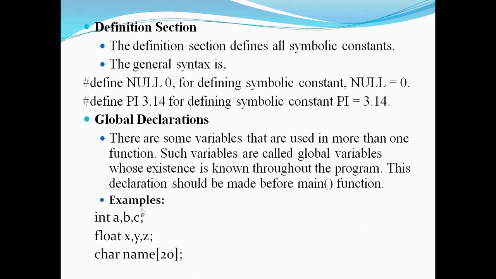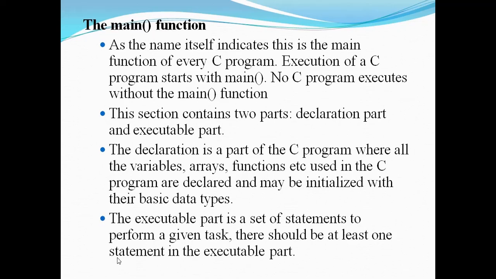So this is the example. These are the global declarations. int a, b, c; ends with a semicolon. Integer is the data type and a, b, c are the variable names. Another example, float x, y, z; Float is the data type, x, y, z are the variable names. Similarly, char name[20]. This is an array named name with size 20, indices 0 to 19, and it is a character data type. So this is the global declaration section. Next is the main function.